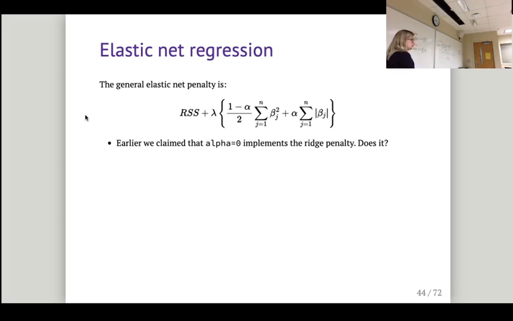What about alpha equals 0? With alpha equals 0, we get this. But since that lambda is an arbitrary constant anyway, alpha 0 is ridge regression. So alpha anywhere in between is going to be some combination of lasso and ridge.